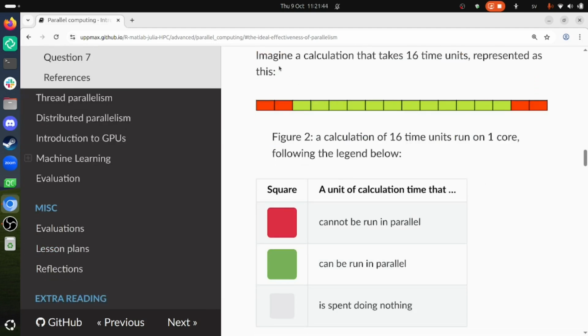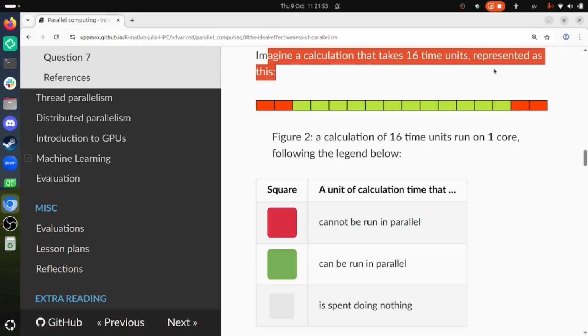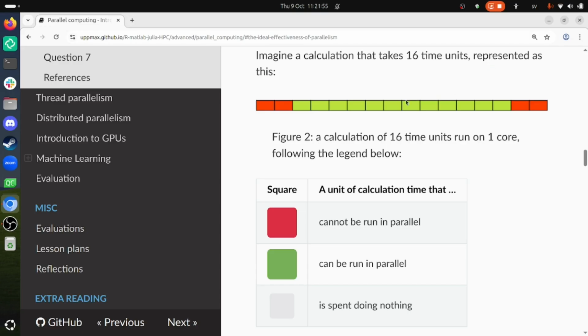So let's take a look at this calculation. This is a very old argument I'm going to bring up. It's like 50 years old. So imagine a calculation that takes 16 time units, represented like this. Here we see a representation of a calculation where red cannot be run in parallel, green can be run in parallel, and white is time spent doing nothing. We see that there are no white squares yet. We only see one calculation that takes 16 time units and runs 16 time units on one core.